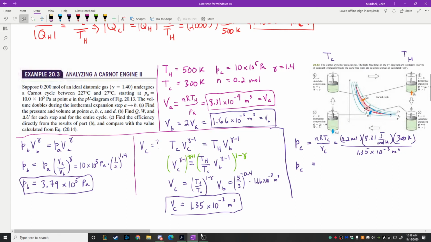So for this one, you get 0.2 times 8.31 times 300. Divide by 1.35 e minus 3. So this is going to be about 3.69 times 10 to the 5th.